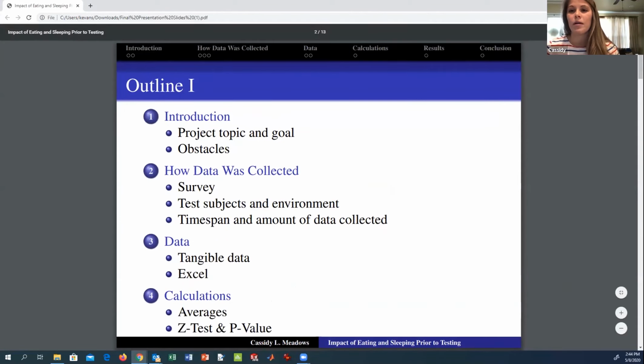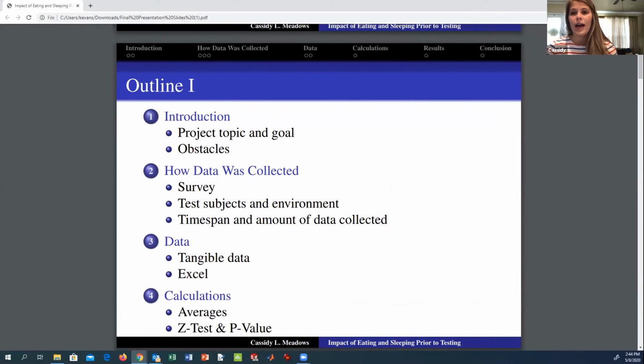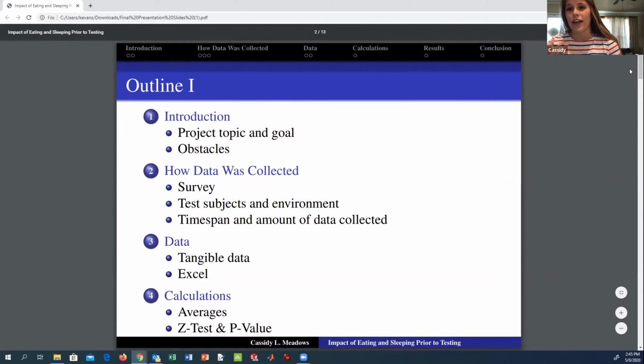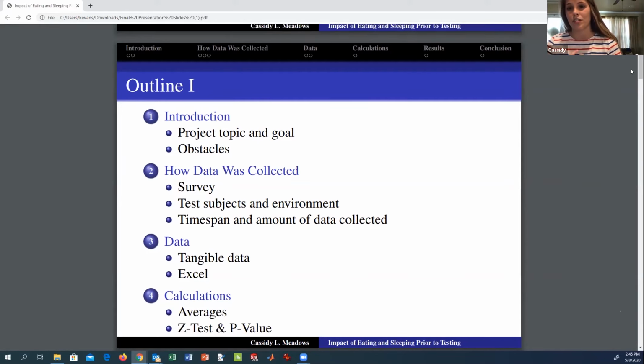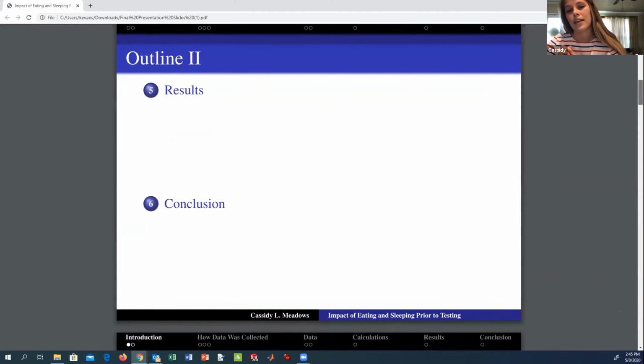So just to recap what we're going to be talking about today in my presentation, I'm going to give y'all an outline of my project topic and the goal of that, and then some obstacles that I faced along the way. I'm also going to talk about how my data was collected. I collected it through a survey. I'm also going to talk about my test subjects that I used to collect this data and the amount of time I collected it in. I'm going to talk about what I did with that data and the calculations I made. And then also the results of my project and the data, and then I'm going to conclude.